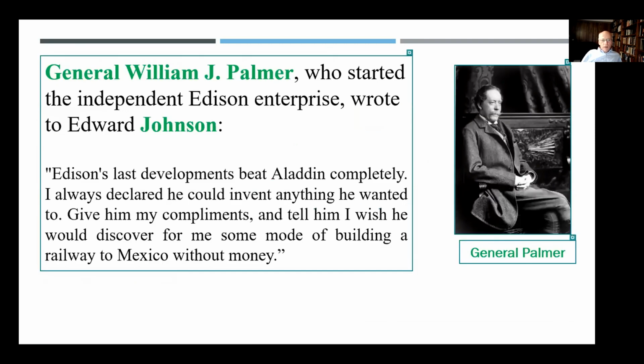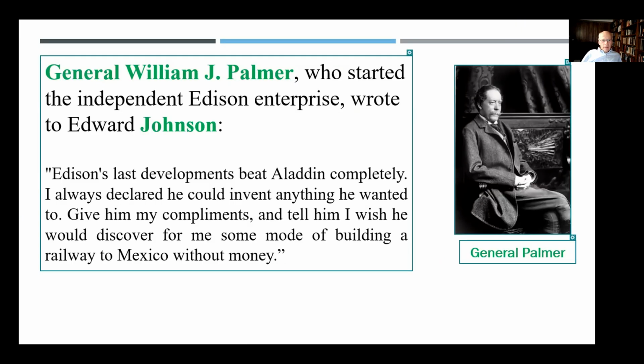Palmer, who started all this Edison operation, wrote to Johnson, "Edison's last developments beat Aladdin completely. I always declared he could invent anything he wanted to. Give him my compliments and tell him I wish he would discover for me some mode of building a railway to Mexico without money." Next slide.